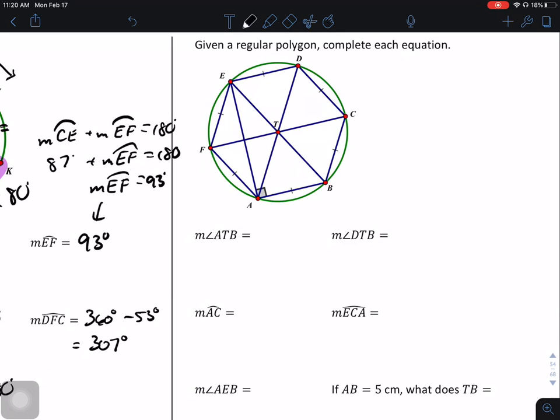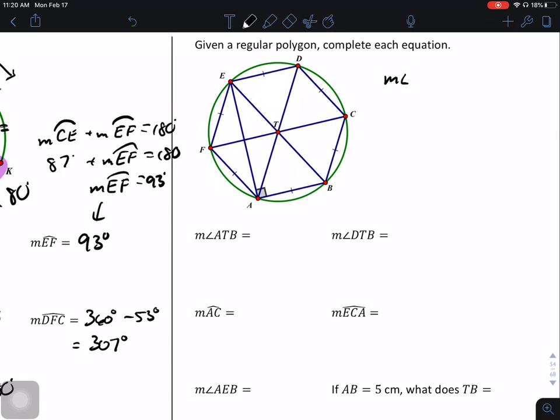Given a regular polygon, complete each equation. Regular polygon means that each side of the polygon is the same length. So before we start answering these questions, let's see if we can figure out some things that we know.